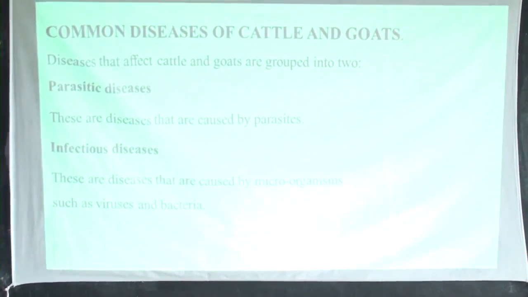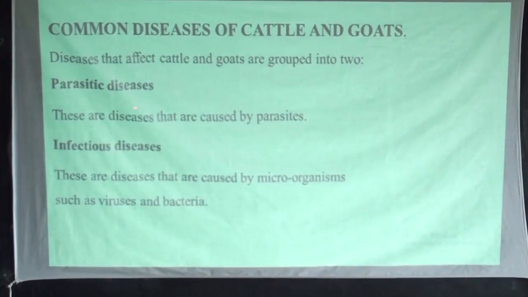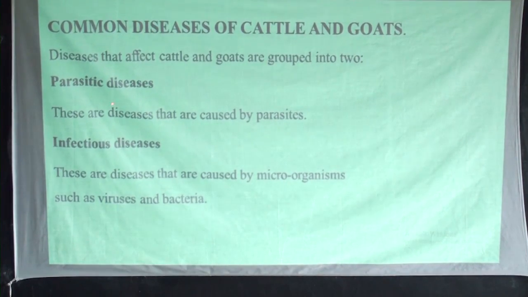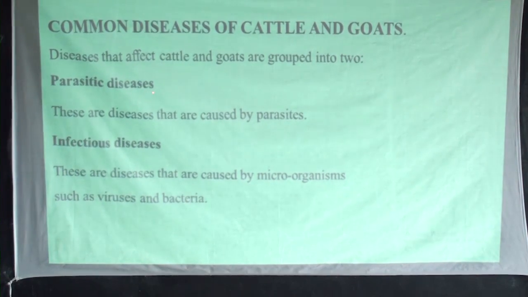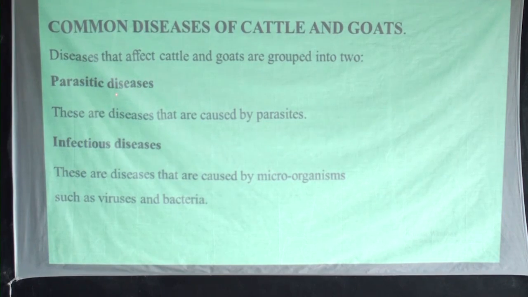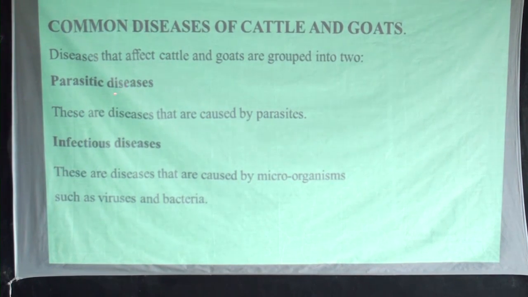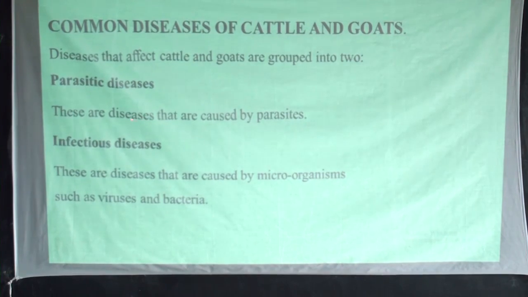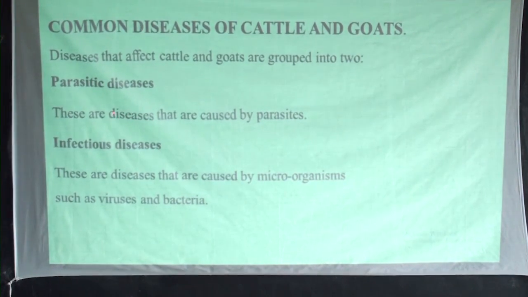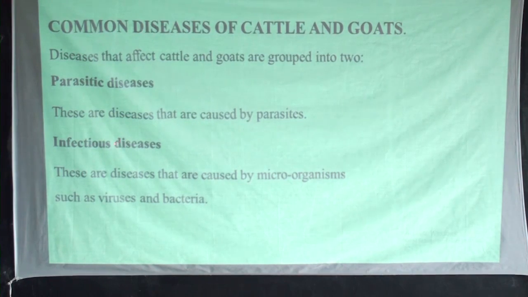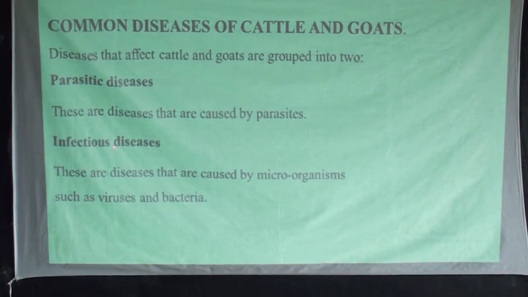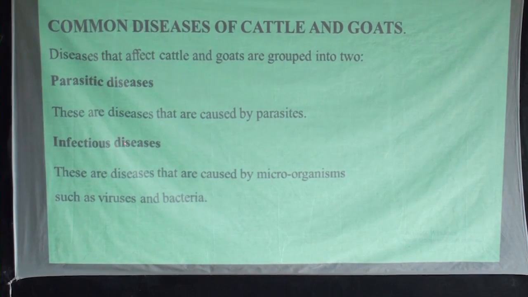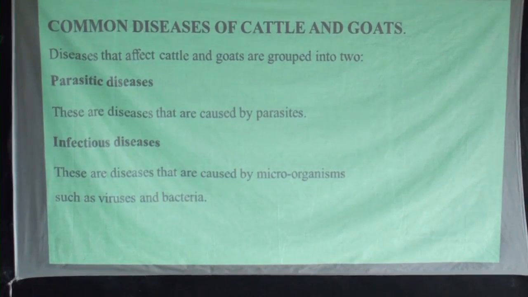Having identified properly the parasitic diseases and the infectious ones, we now understand that parasitic diseases are spread by parasites like heartwater, red water, Nagana, East Coast fever. And those that are infectious, we said we can refer to them as contagious or communicable diseases. They can be spread from one person to another in case you get into close contact. They can be airborne, they can be waterborne. Those are all infectious diseases.